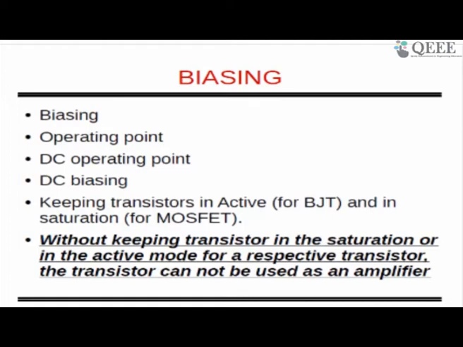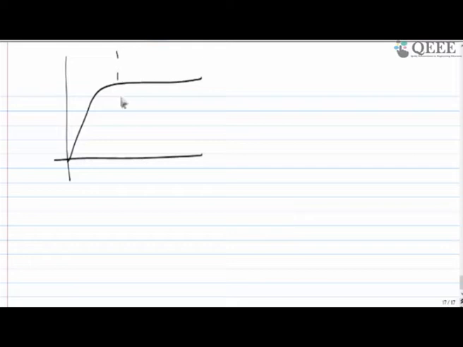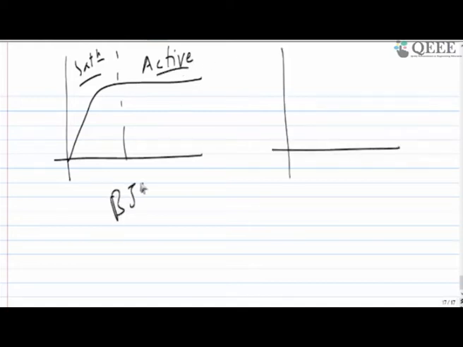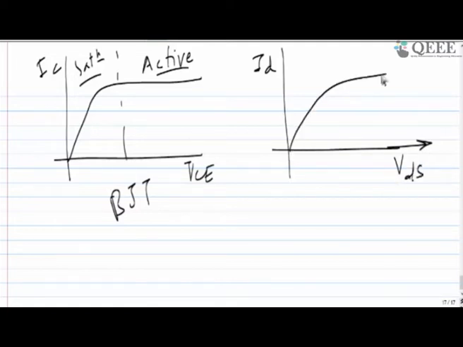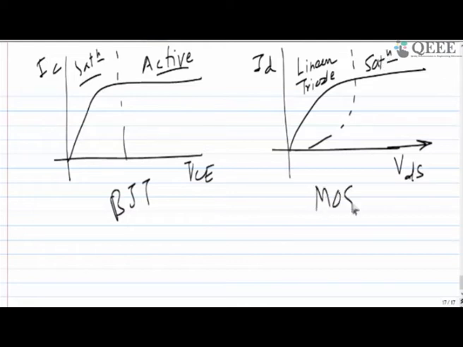So I kept this word intentionally because BJT has saturation and active region. This is for BJT, VCE versus IC, and this is VDS versus ID. So this side is known as linear or triode for MOSFET, and this side it's saturation.